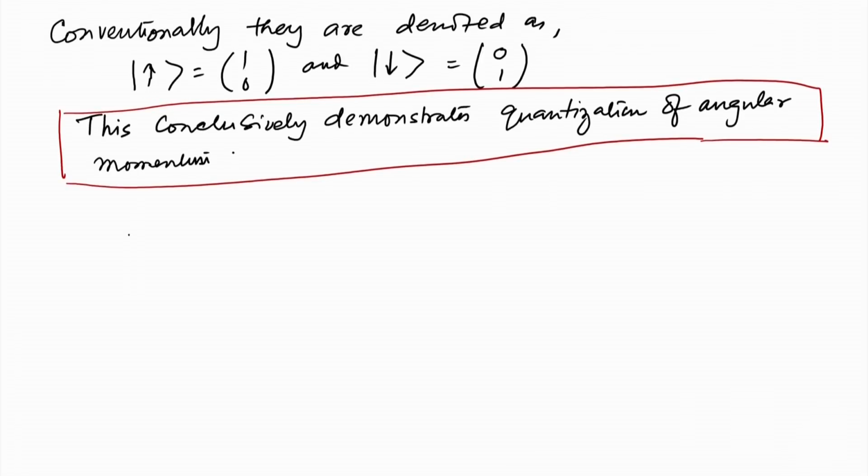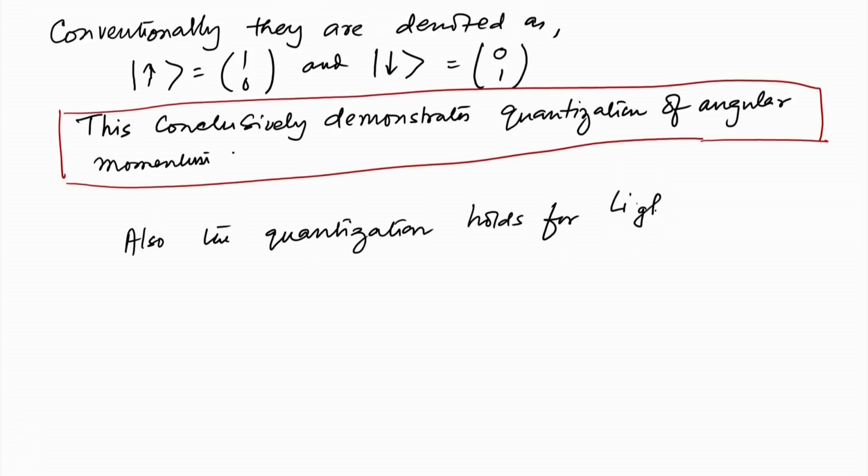So, the quantization also holds for light waves. Okay. So, this is the birth of quantum mechanics, in which some of the observables related to the measurement of subatomic particles are found to be quantized.